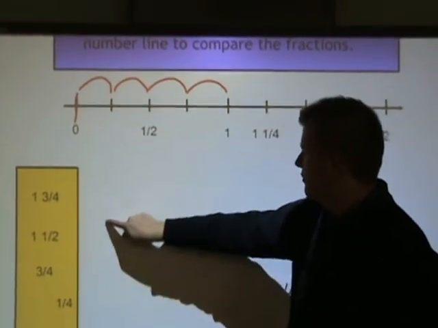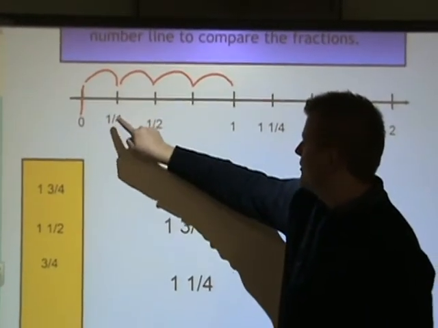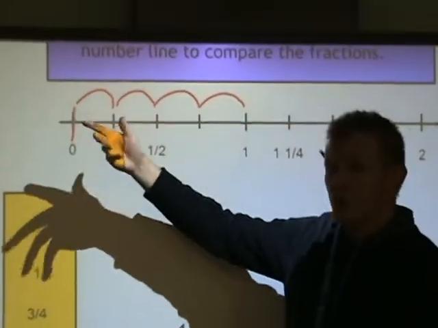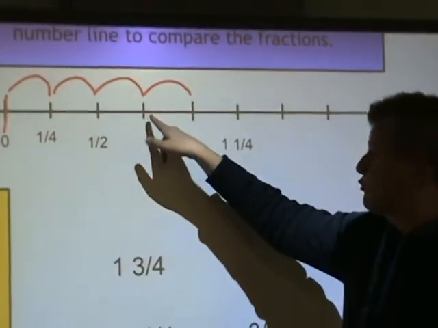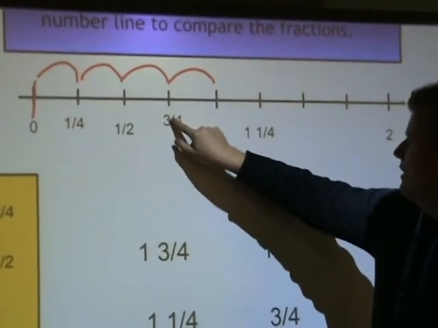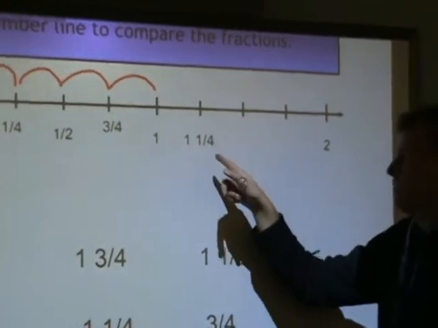So that is 1/4. I'm going to drag my 1/4 right up here. 1/2 is already labeled, or 2/4, right? They're equivalent. 1, 2, 3 out of 4. I'm going to move my 3/4 here. 1 is labeled, 1 and 1/4 is labeled.